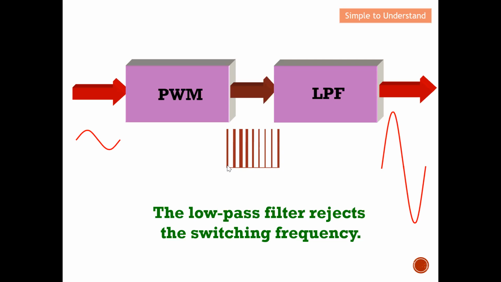So in short, they switch very quickly from cutoff to saturation. After that, they pass through this low pass filter. The low pass filter rejects all this switching frequency, and hence the output will be an amplified sine wave, as you can see from here. In terms of amplification, it is quite ideal.